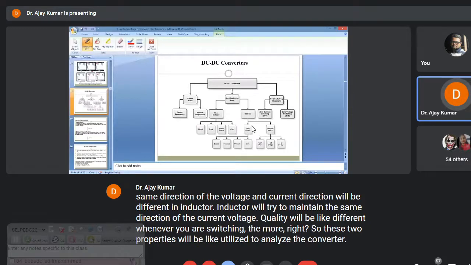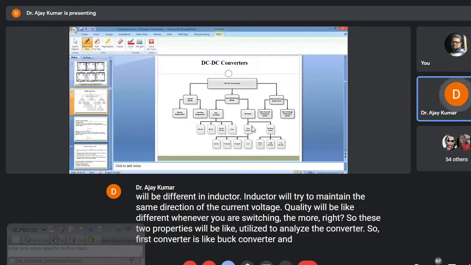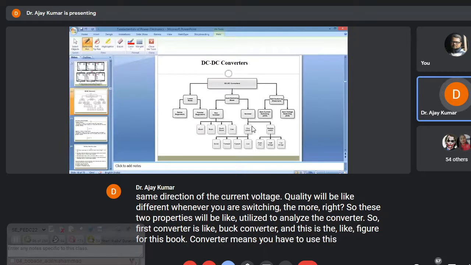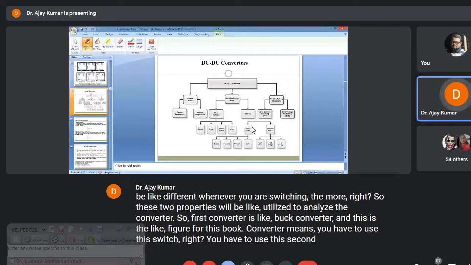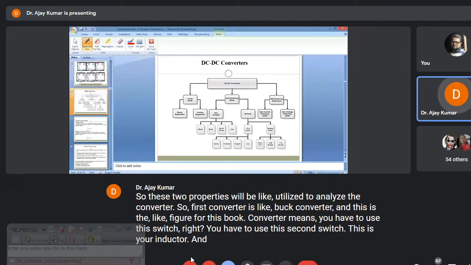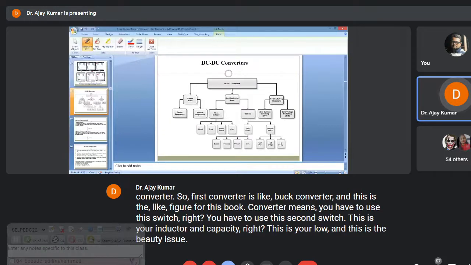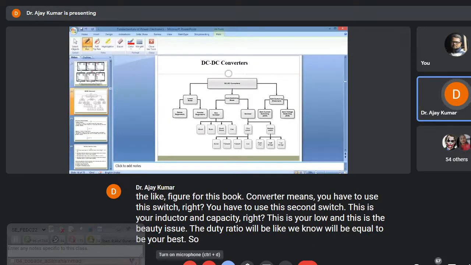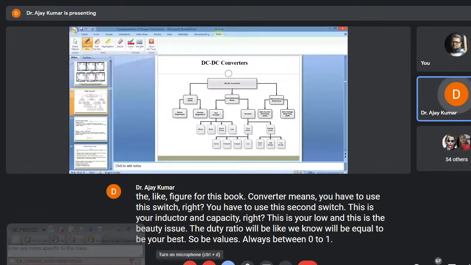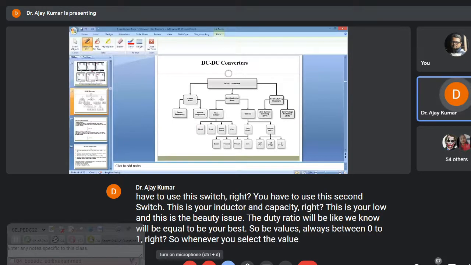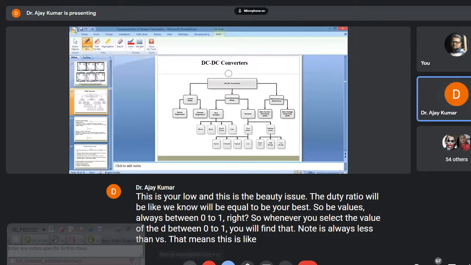So the first converter is the buck converter, and this is the figure for the buck converter. For the buck converter, you have to use this switch, and this second switch. This is your inductor and capacitor at the output, and this is your load. And this is the duty ratio: V0 is equal to D into Vs. The D value is always between 0 and 1, right? So whenever you select the value of D between 0 and 1, you will find that V0 is always less than Vs. That means this is a step down chopper, or step down converter.